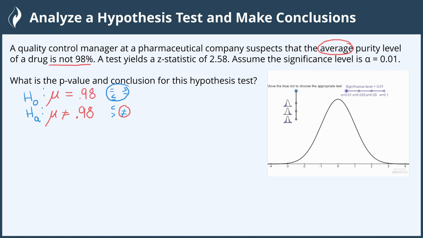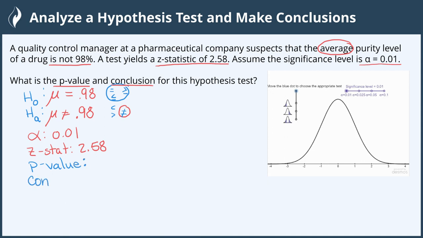We have a couple more things that were given to us. The z-statistic or test statistic of 2.58 was given to us, and a significance level of 0.01. So let's write those down too. Alpha was given to us as 0.01, and the z, or the test statistic, is 2.58. We were asked to find the p-value and a conclusion, so we're going to write that down just to keep everything organized over here, what we have and what we are looking for: the p-value and the conclusion.